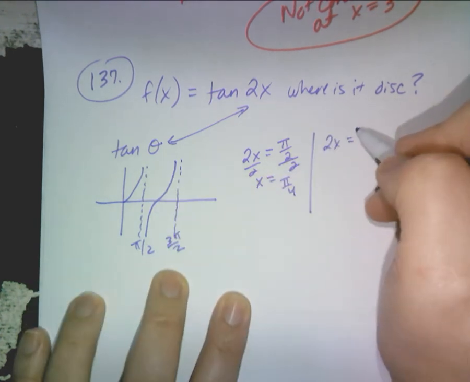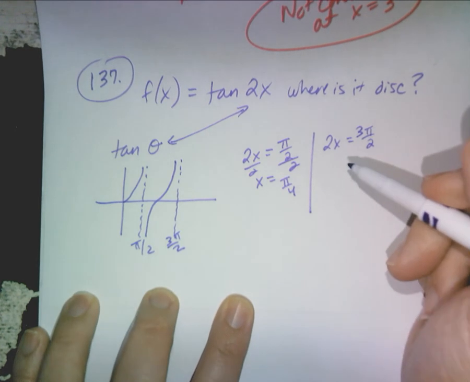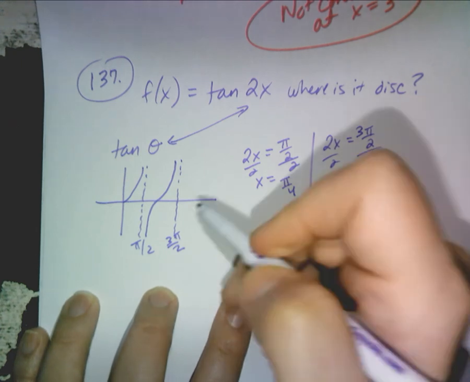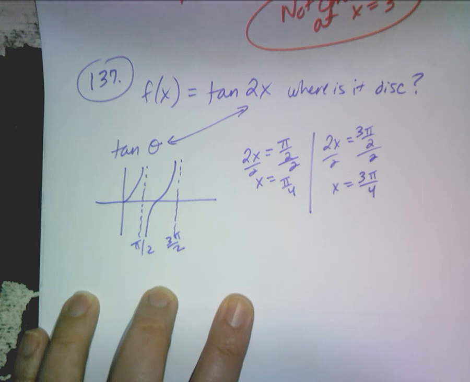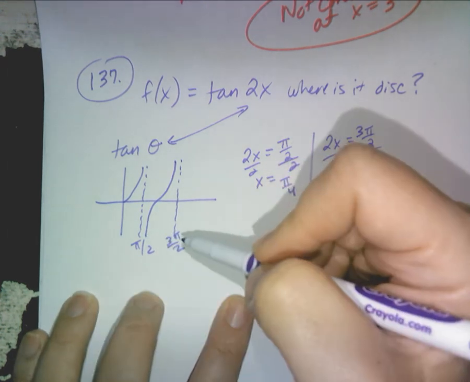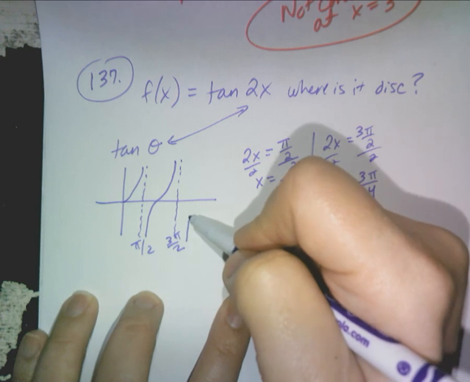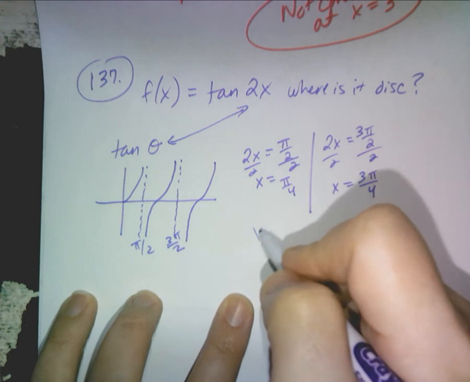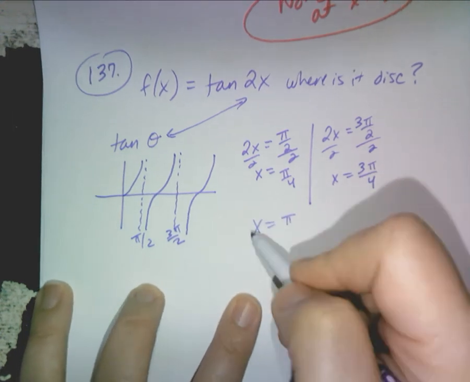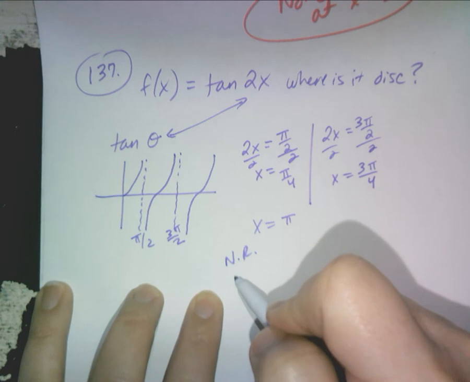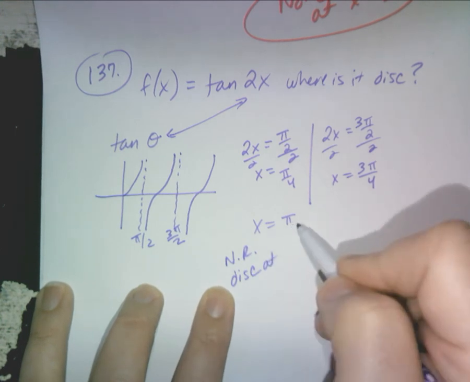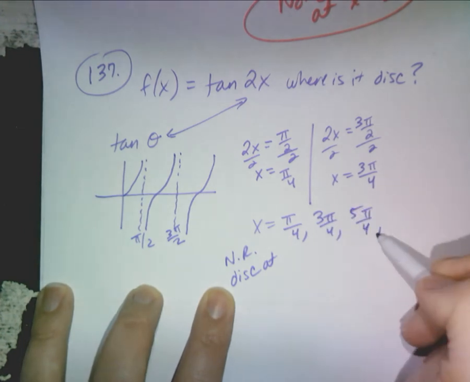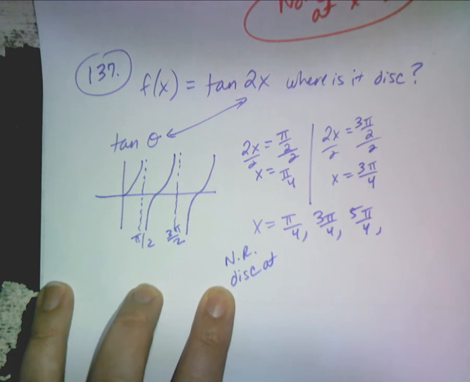Now you let 2x equal 3 pi over 2. Divide by 2, divide by 2. X equals 3 pi over 4. Guess what's going to keep happening, y'all? Because these are not the only 2 asymptotes. The graph of tangent looks like that. It just keeps making all these little almost cubics all the way. And it keeps going. So you have non-removable discontinuities at pi over 4, 3 pi over 4, 5 pi over 4. Where else, y'all? It just keeps going on and on and on.